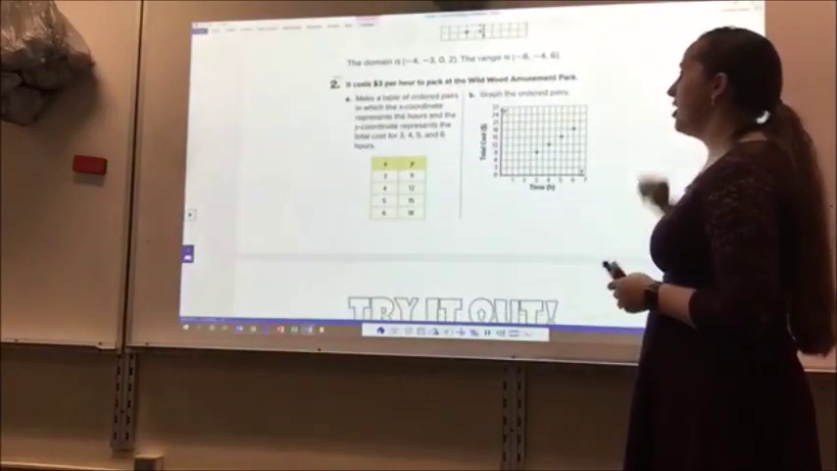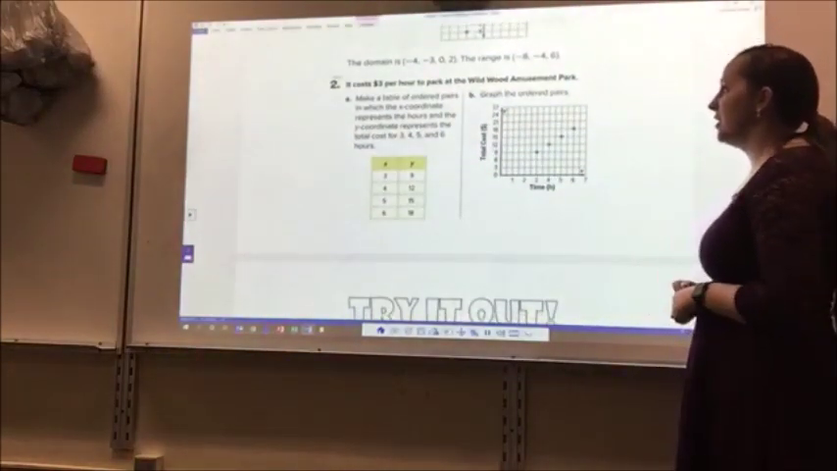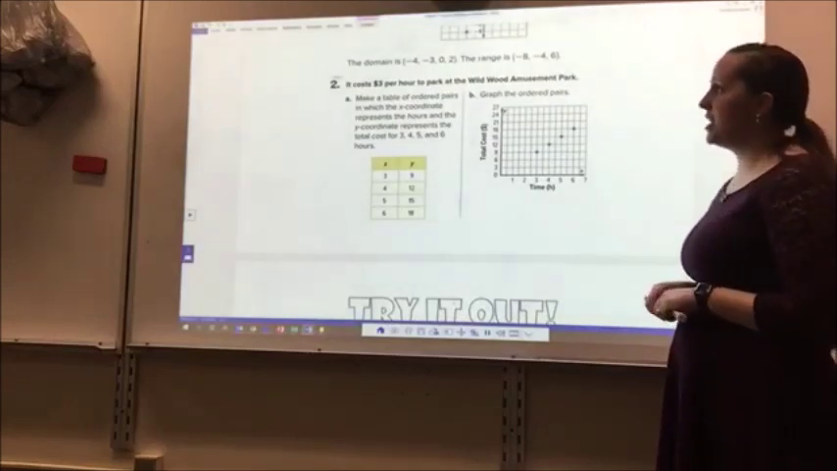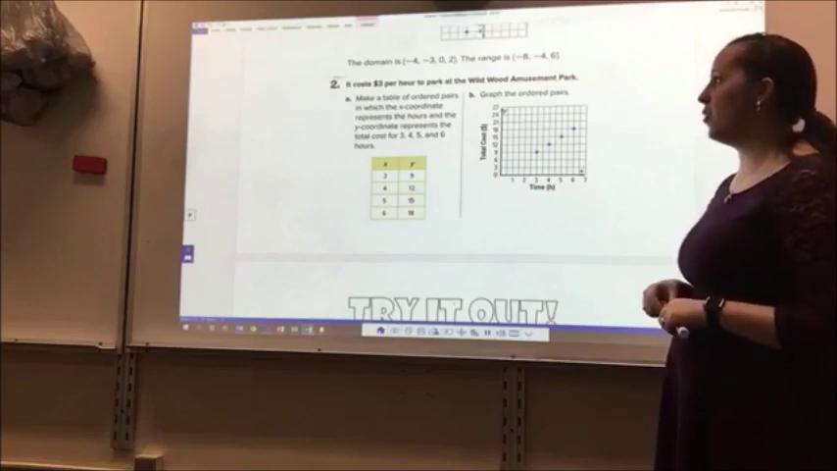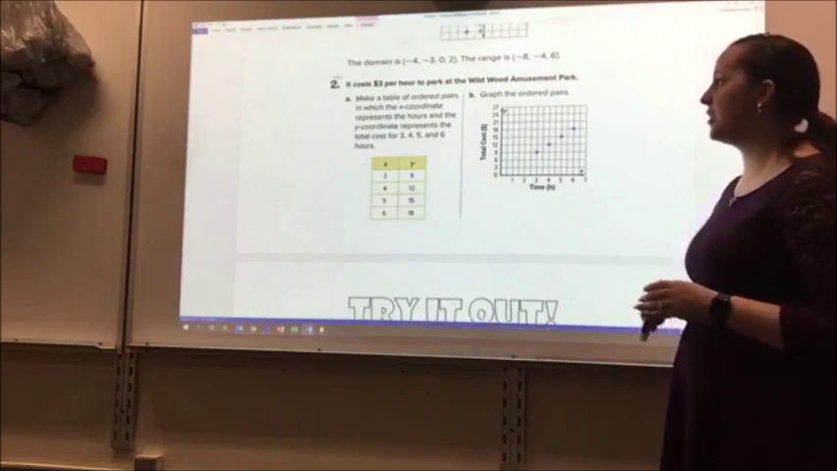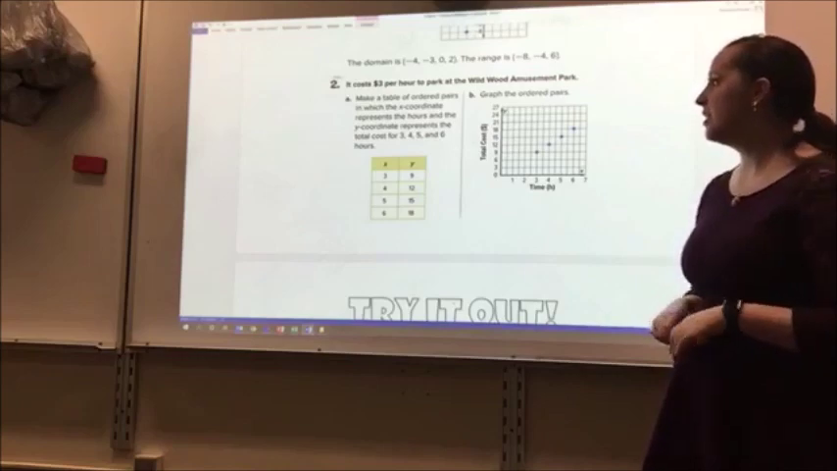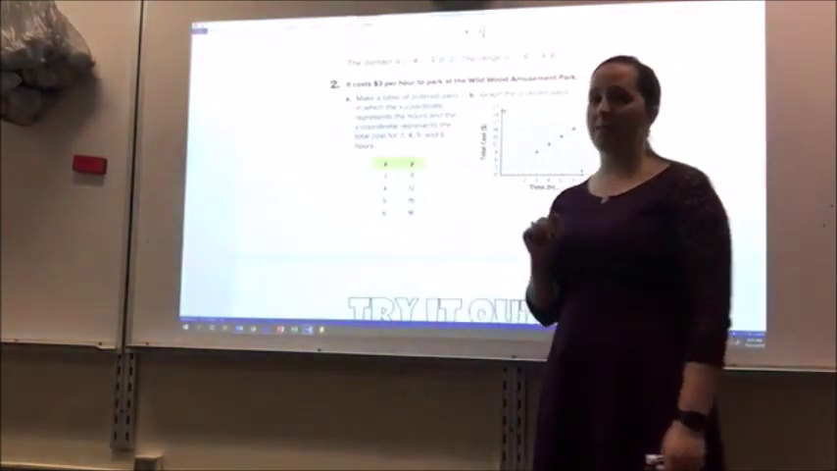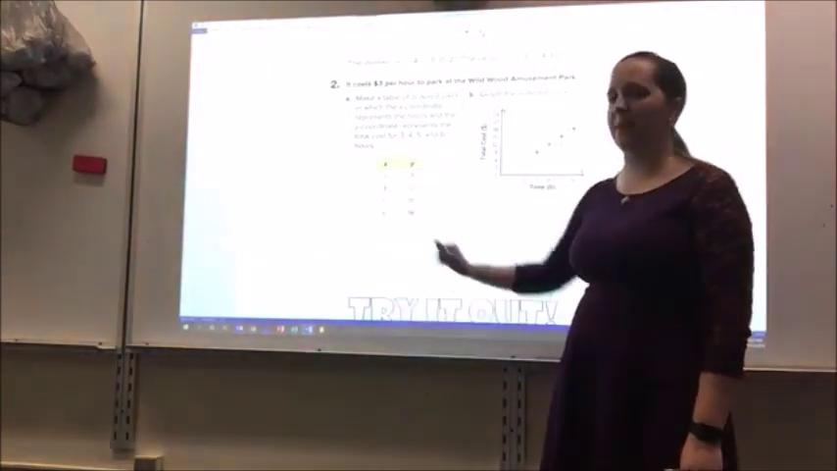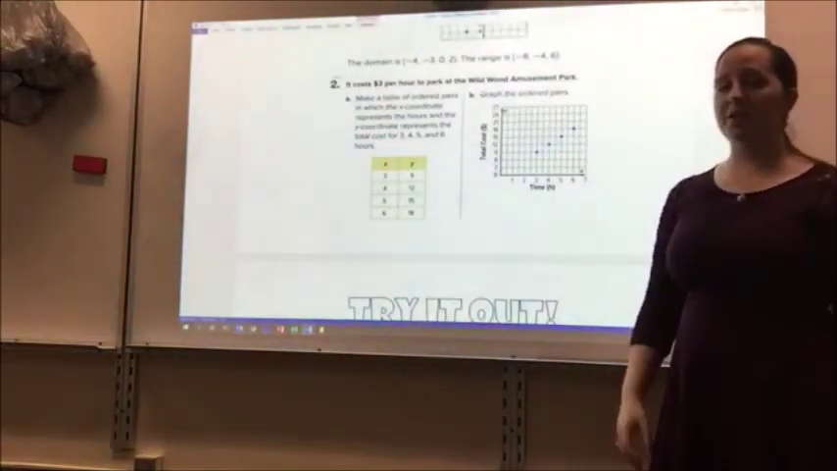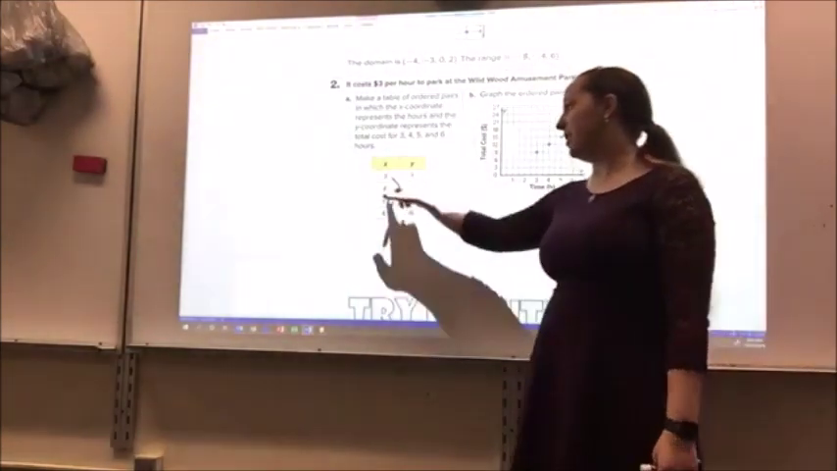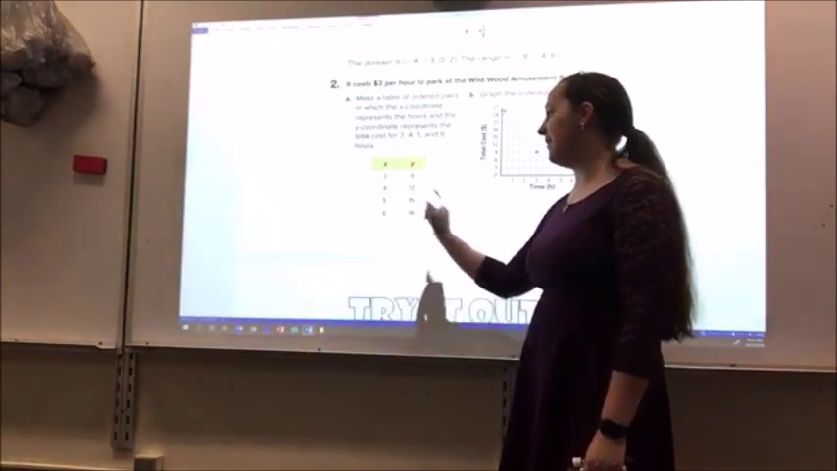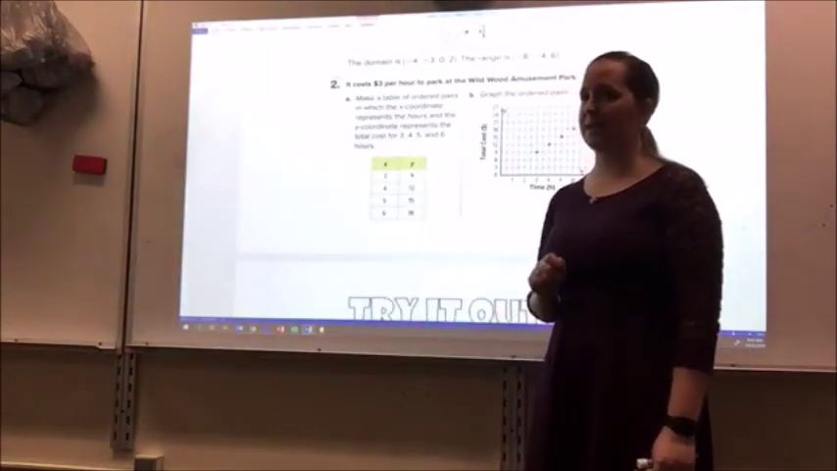For number 2, it costs $3 per hour to park at the Wildwood Amusement Park. Make a table of ordered pairs in which the x-coordinate represents the hours and the y-coordinate represents the total cost for 3, 4, 5, and 6 hours. So, my x values were given to me, 3, 4, 5, and 6, so I've gone ahead and made my T-chart. Okay? They told me that it's $3 per hour. So, 3 hours, it costs $9 to park, 4 hours, $12, 5 hours, $15, and 6 hours, $18.